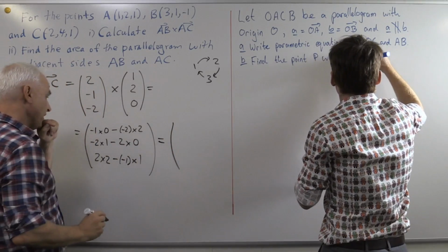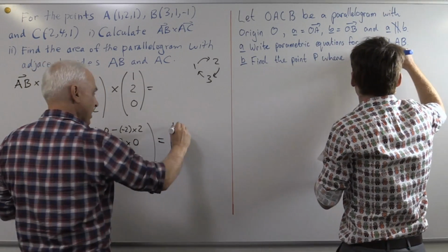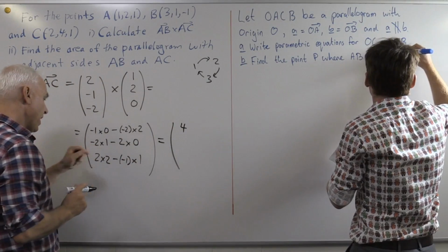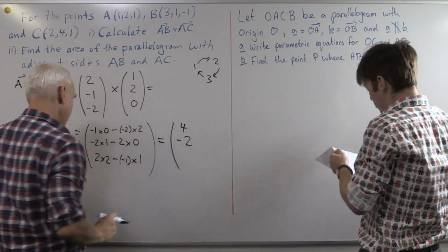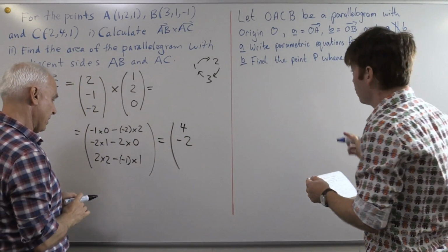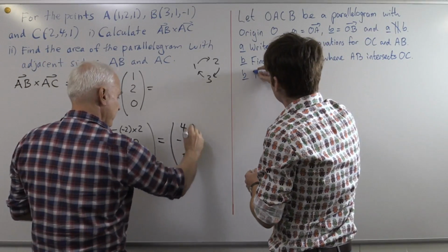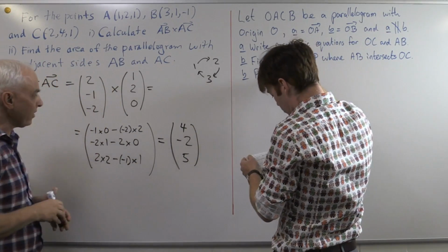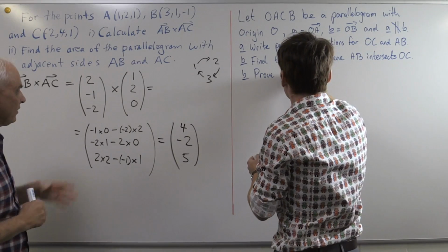Okay, what do we get here actually? So minus 1 times 0, that's 0. We have minus 4 with a minus sign, so that's plus 4. And then minus 2. And here we have 4 plus 1, I guess that'll be 5. So we calculated the cross product of these two vectors.